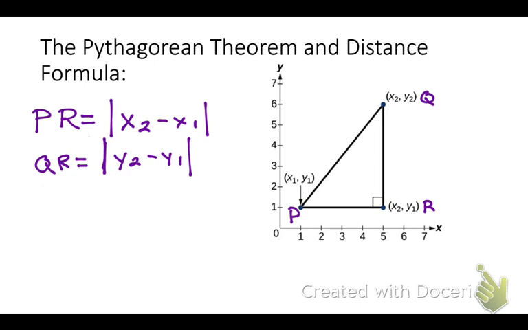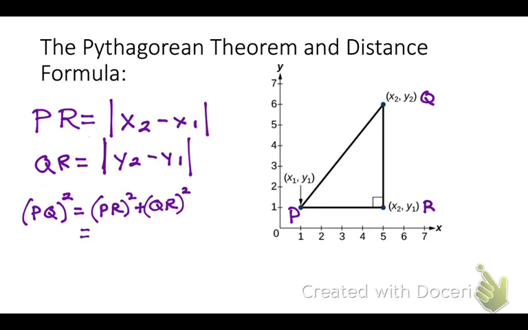So now if we do the Pythagorean theorem to solve for PQ, the diagonal, that's my hypotenuse. So PQ squared, your hypotenuse squared, is equal to PR squared plus QR squared. Right? Is that our Pythagorean theorem? Hypotenuse squared is equal to leg squared plus leg squared. So now let's plug these in and substitute them in.